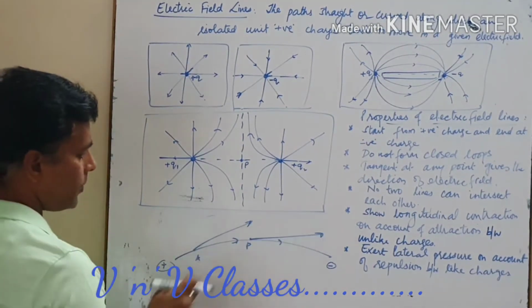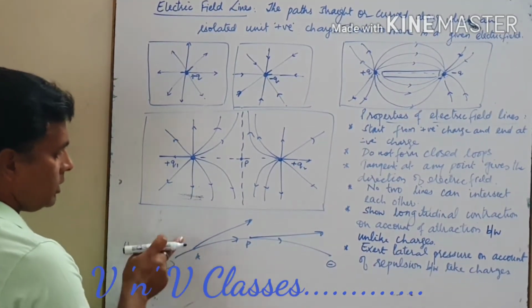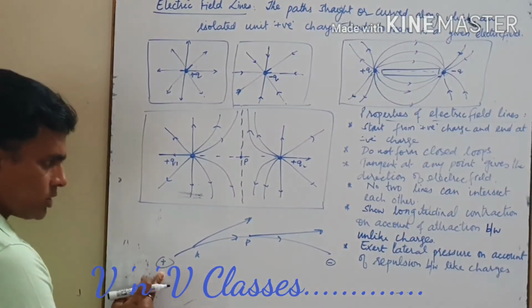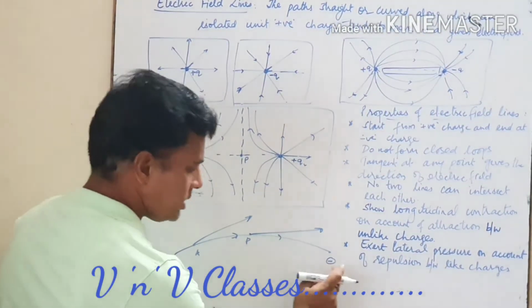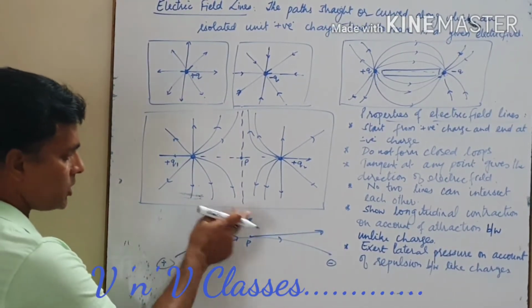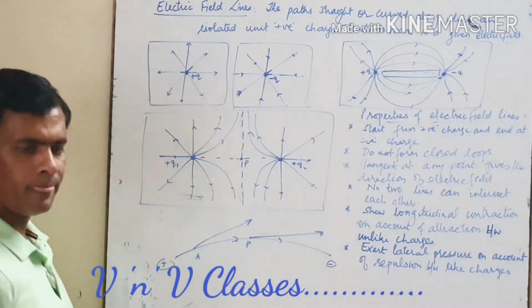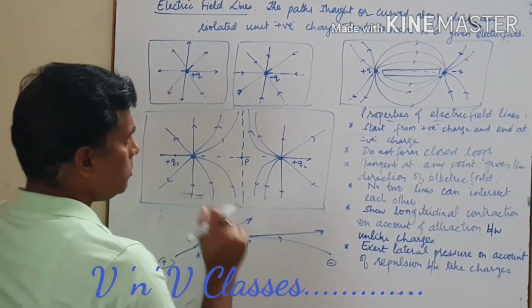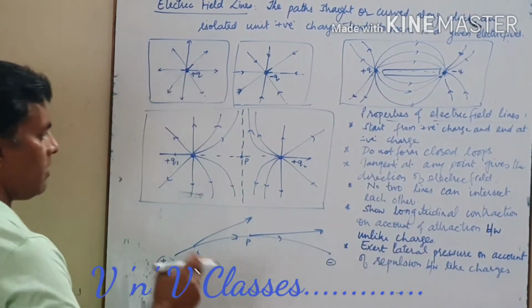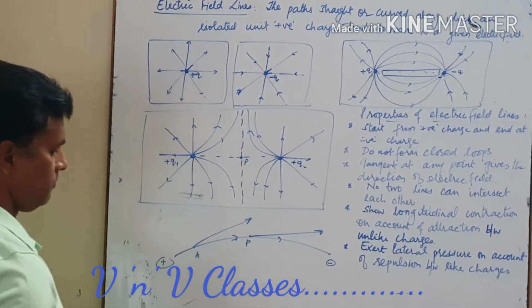So tangents represent at this point the direction of net force. Net force means the force of plus charge and force of minus charge. The resultant of these two at this point has this direction. Clear? Now, if instead of having plus and minus q charges, we have both plus charges.